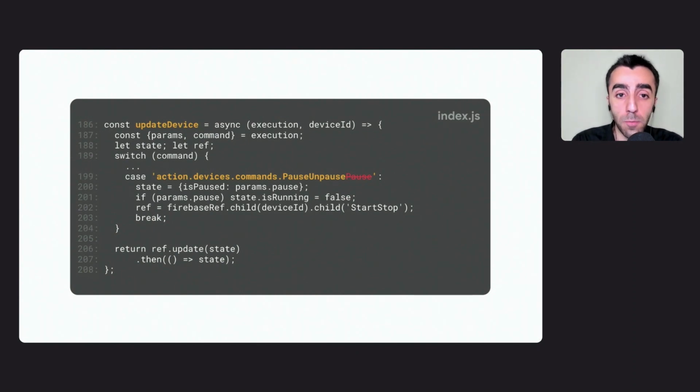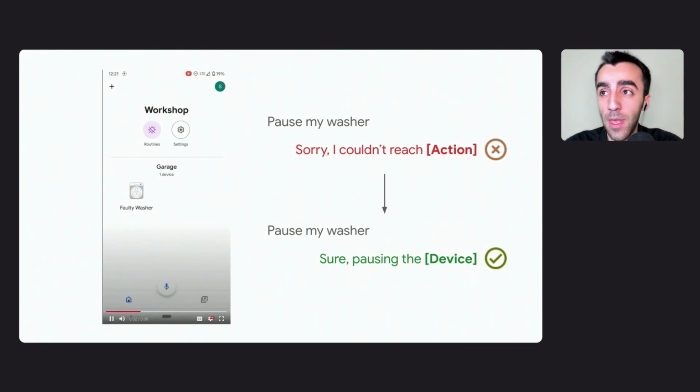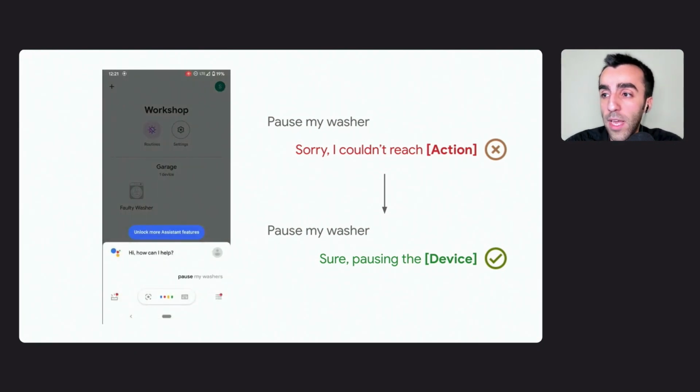Once we fix this issue, we'll do another Firebase deploy command, then retest our action. I took another video and let's see how this one goes. This time, OKG, pause my washer. And again, I've recorded the outcome. This time the answer comes out as "Sure, pausing the device." If you recall, it was previously "Sorry, I couldn't reach the action name." So I can confidently say, congrats, we fixed our first error.